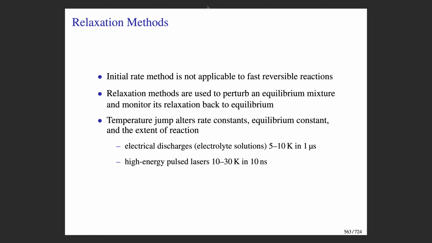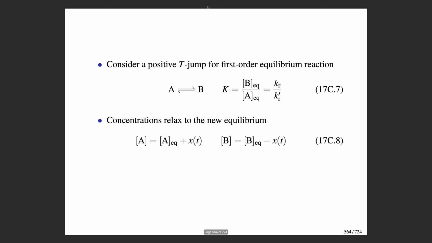One common approach is to do a temperature jump that will have the effect of altering the rate constants and the equilibrium constant and the extent of reaction. And so what you can do is, I don't know, zap your solution with electricity to change the temperature, or shoot it with a laser beam. That's going to perturb the solution very quickly, and what will happen is that the solution will relax down to a new equilibrium.